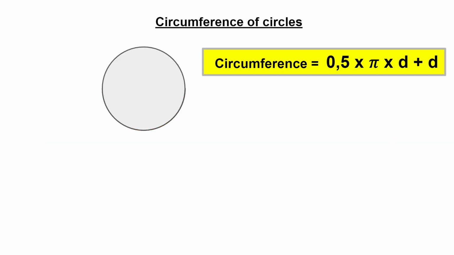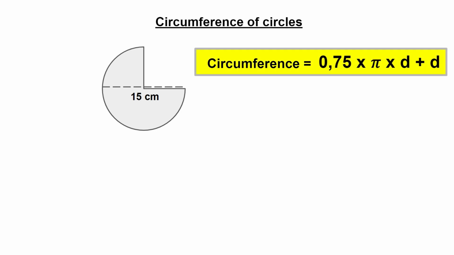Okay, let's try calculating the circumference of another circle. This time 3/4 of a circle. And again, with the diameter of 15 centimeters. Now remember, to calculate the circumference of any circle, we can use the formula pi multiplied by diameter, but since we're calculating the circumference of 3/4 of a circle, the formula we'll need to use is 0.75 multiplied by pi multiplied by diameter plus diameter.